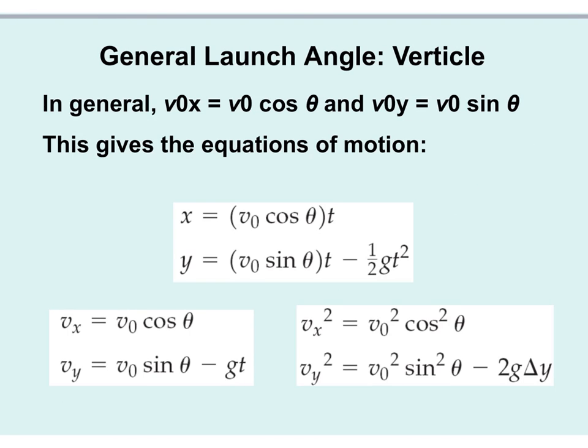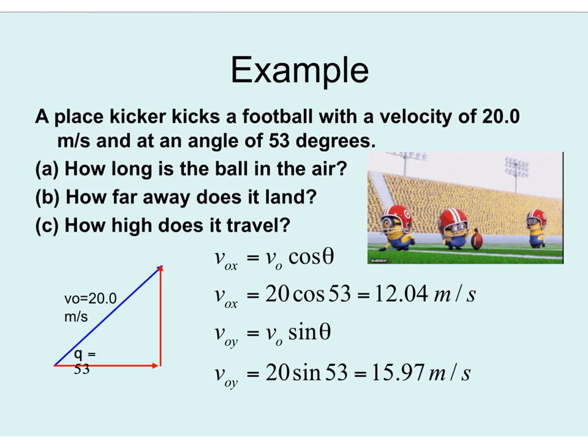Sometimes we need to come up with angles when we do projectiles, and so here I've given you some various equations of motion that deal with the angles, and we'll look at some example problems. Now here we have a three-part problem. A place kicker kicks a football with a velocity of 20 meters per second at an angle of 53 degrees. We are asked to solve for three problems.